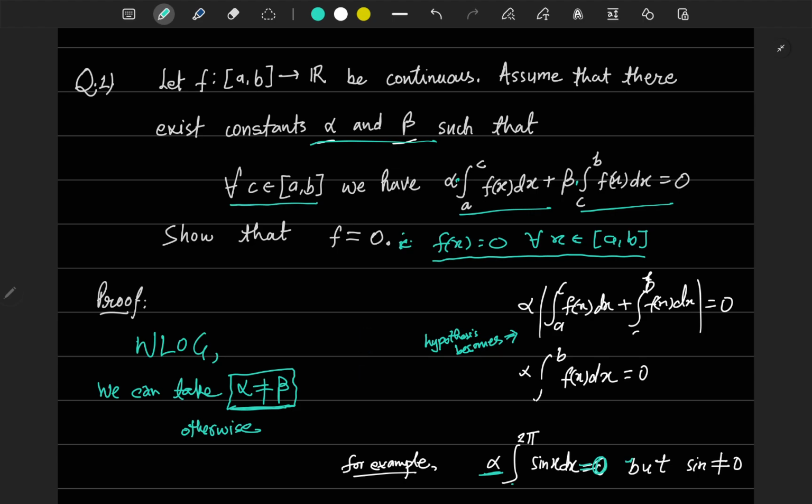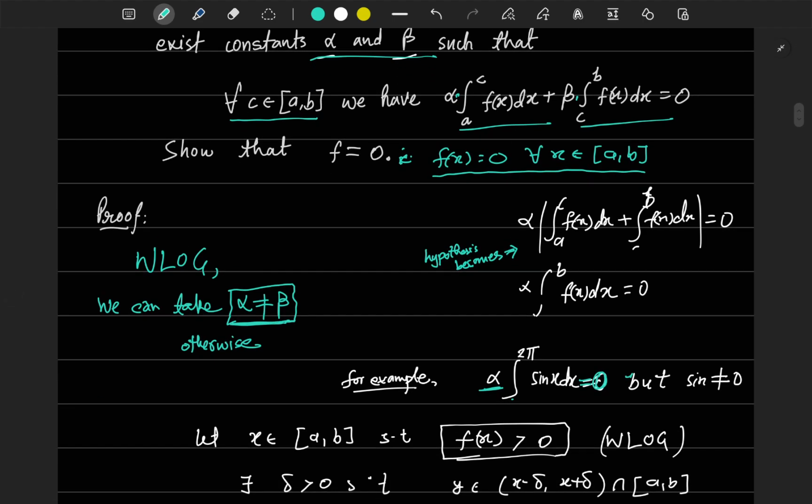Okay, so how to solve, without loss of generality? First step, step 1, we can take alpha not equal to beta. Otherwise, what will happen? If alpha is equal to beta, then our hypothesis becomes this, where we are taking alpha common.